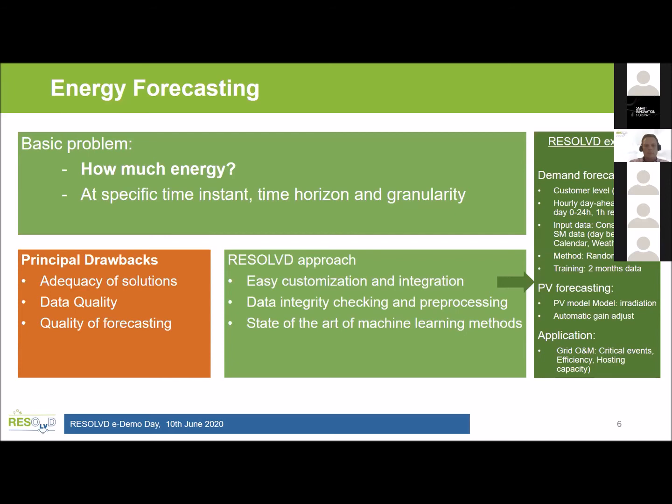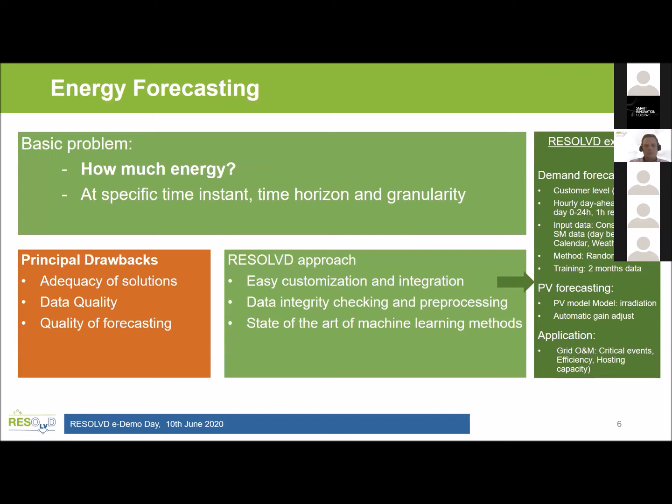And the last one is the quality of the method itself. So from Resolve's perspective, what we develop is a solution for forecasting that is based on state-of-the-art algorithms. We are continuously updating this. And then we tried to develop a solution that could be easily customized to different problems, with the objective to embed the solution into the business flows and business logics of the applications we are dealing with.